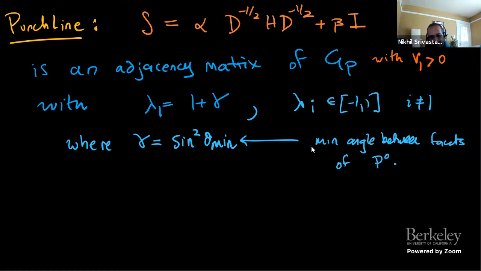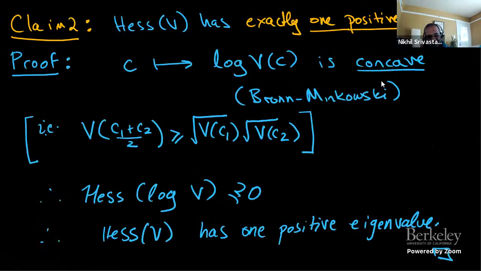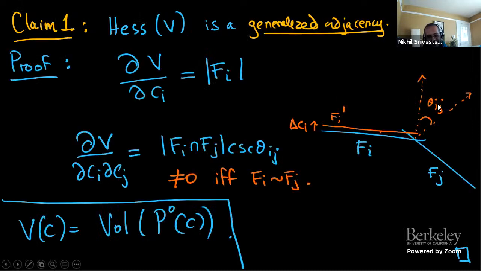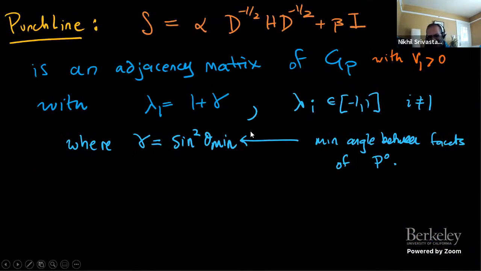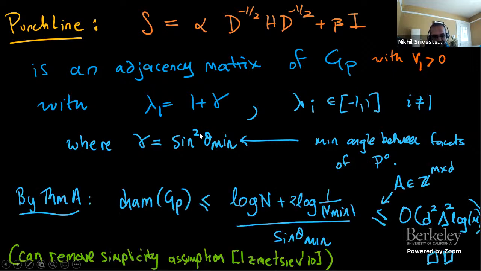So if you go back to this picture in this little proof here, I had these angles theta ij, right? And as the polytope is getting degenerate, they're getting very close to 0. So when the dust settles, when you do all this stuff, you get that the spectral gap is the sine squared of that angle. So it's some measure of degeneracy of the polytope. And now you can apply the theorem, right? You have an adjacency matrix of the graph you care about. It has a spectral gap. The eigenvector is positive. And so you get this bound.